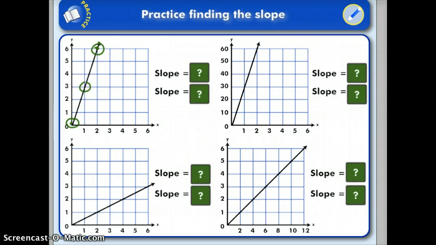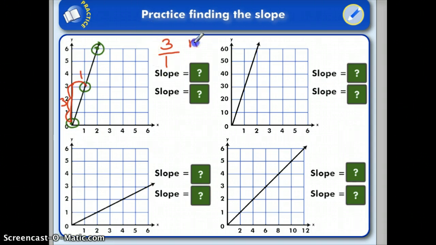So in this case, we're going up. So how many do I rise? 1, 2, 3. And then I run. In this case, I'm going to go to the right, so I know it's positive, and I go 1. So my rise is 3. My run is 1.